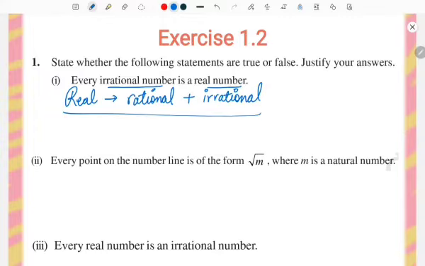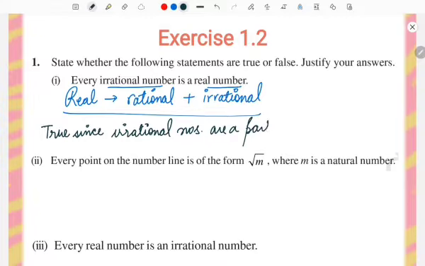Yes, according to what we have learned, all the irrational numbers are real numbers. So the given statement here is true. So we will write true, since irrational numbers are a part of real numbers. Moving to the next one.